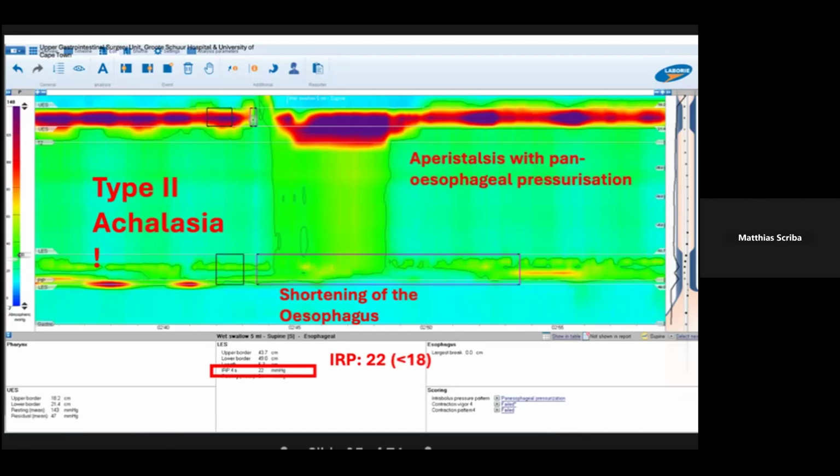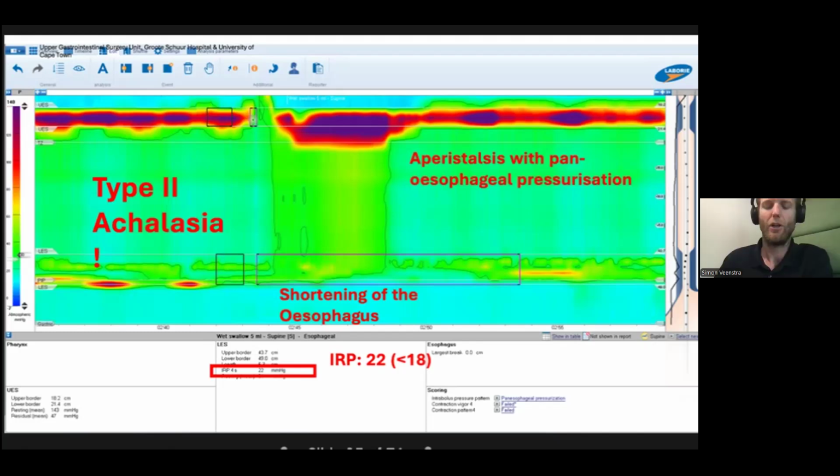I know manometry is not available everywhere, but this is the problem when you don't have it available: you might miss this. In early achalasia, the scope can look quite normal, and the barium swallow can look reasonably normal, unless you have a very high suspicion to look for something subtle. This is why manometry is so important in these cases.